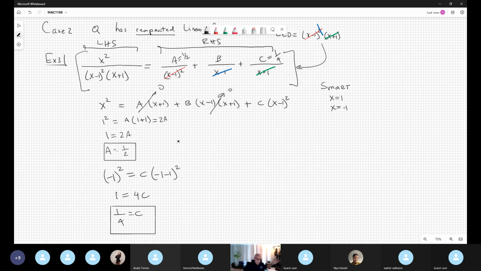Cool. But I have no B. I have no more smart values. My problem? Okay, no problem. Remember, this is a shortcut. Not always can you apply it. So one possibility is using free values.